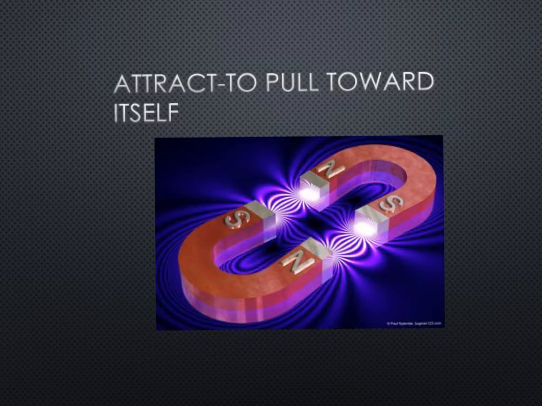Now magnets can react 2 different ways towards each other. The first way a magnet can act is to attract. Attract means to pull towards itself. And if you take a look at this magnet here, you'll notice that these poles are not alike. This is a south pole, this is a north pole. Therefore, they are attracting to each other. Alright, again, this is a north and a south pole. So 2 unlike poles always attract to each other.